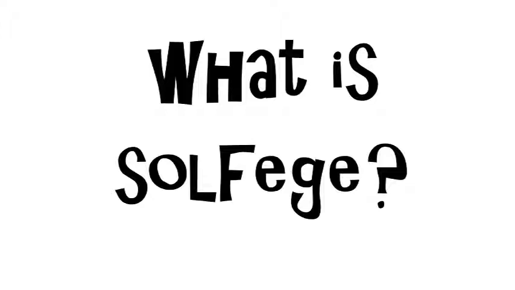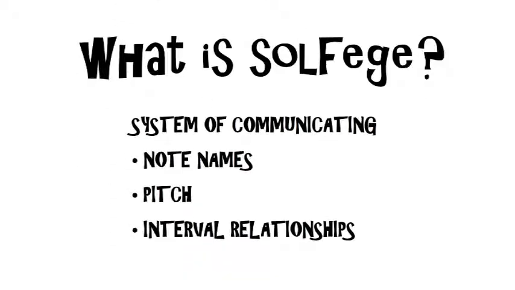What is solfege? Solfege is a system of communicating note names, pitch, and interval relationships. It is not enough just to know the names of notes. So if I gave you C, D, E, F, G, you wouldn't know how they sound.